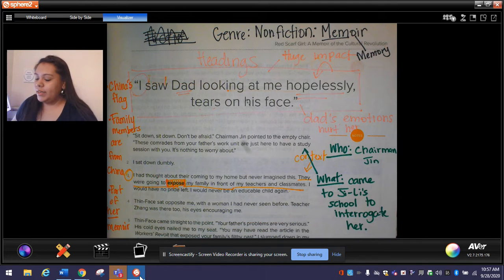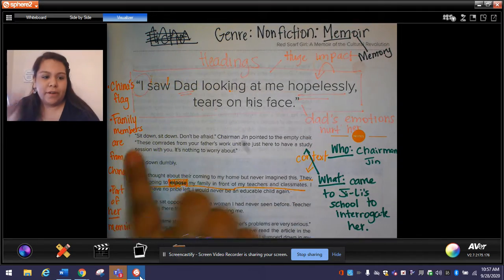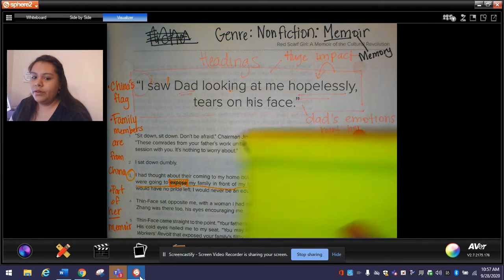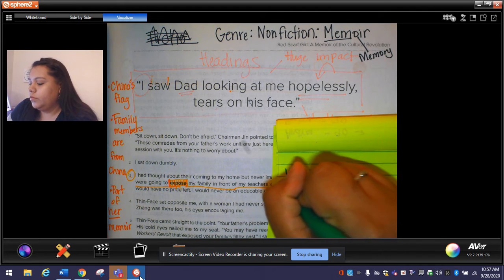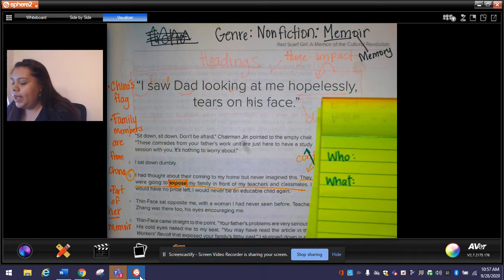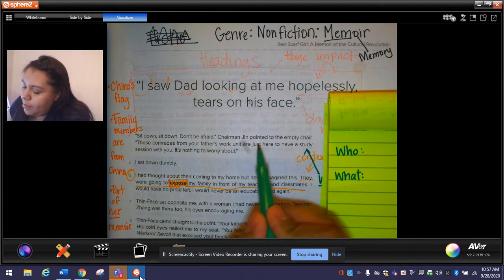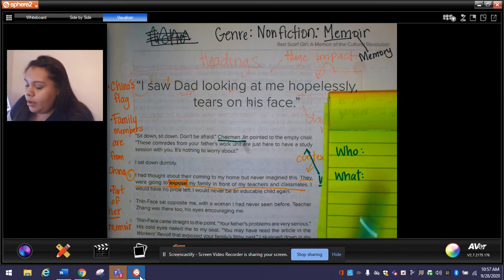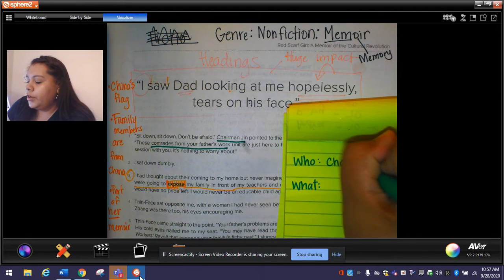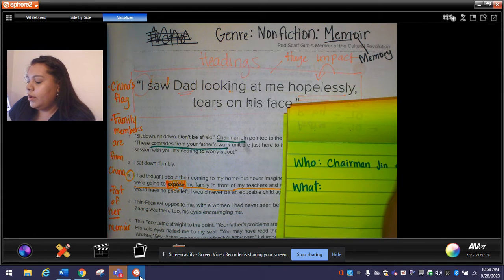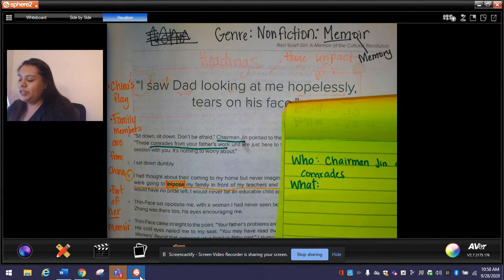So to find the main idea of this section, not just one paragraph, but we can do even just like right here, or let's just stick to one paragraph for this first example. The two things we need, who and what. It is as simple as this, who. Who are they talking about, or who is talking in this paragraph? We see names automatically. Chairman Jin, and then comrades from the father's work unit. So we can put here who: Chairman Jin and comrades from the father's work unit. You can continue, but it's just straight to the point.